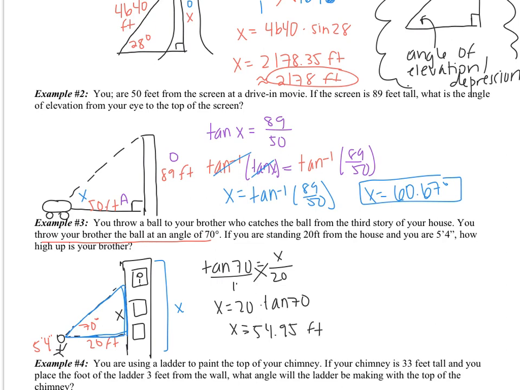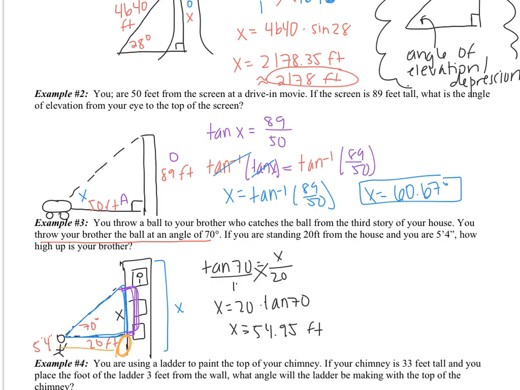Okay, now here's where the problem gets really difficult. That's not actually our answer. You're going to notice the triangle starts from where I threw the ball. So that 54.95 is really only here. That's not how high up my brother is. That's how high up my brother is above me. Again, the triangle starts from where my hands are. It doesn't start from the ground. So that 54.95 feet is the height of the triangle, but not how high my brother is. It doesn't account for this part right here.